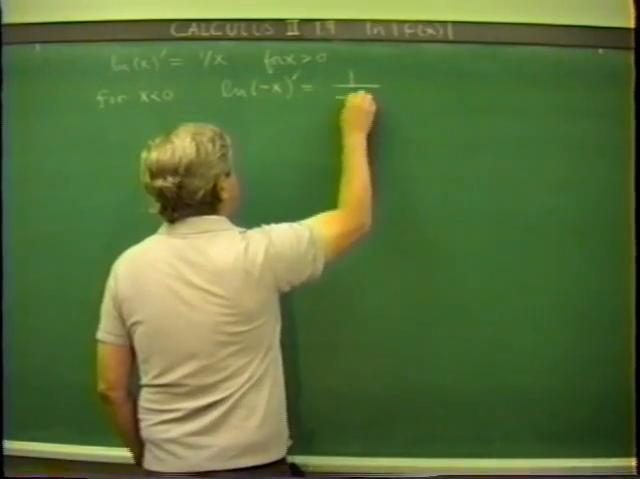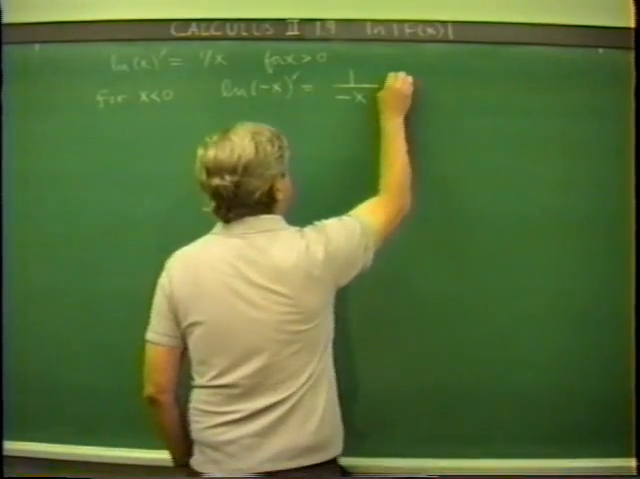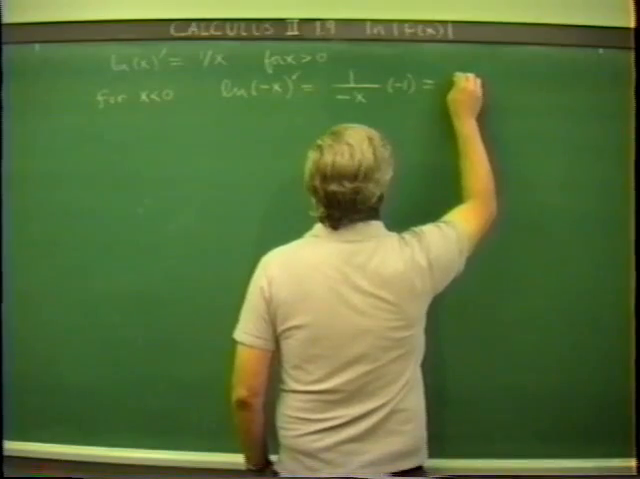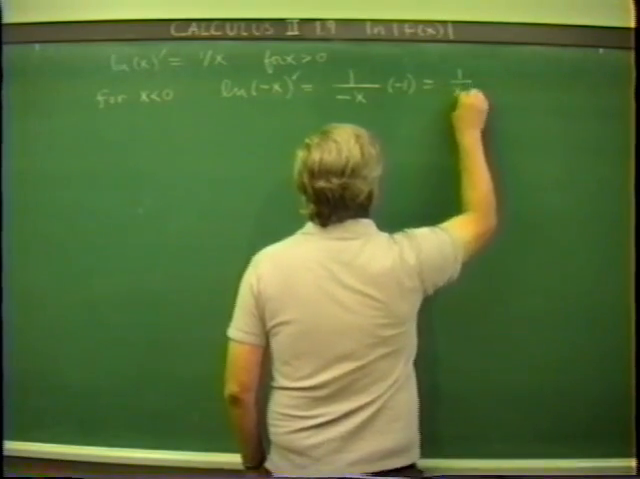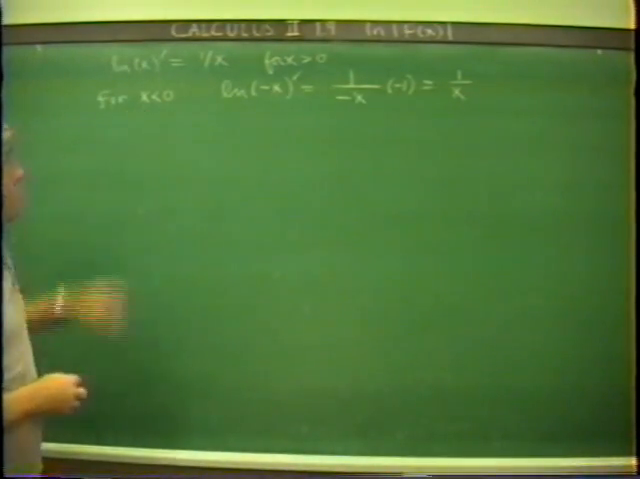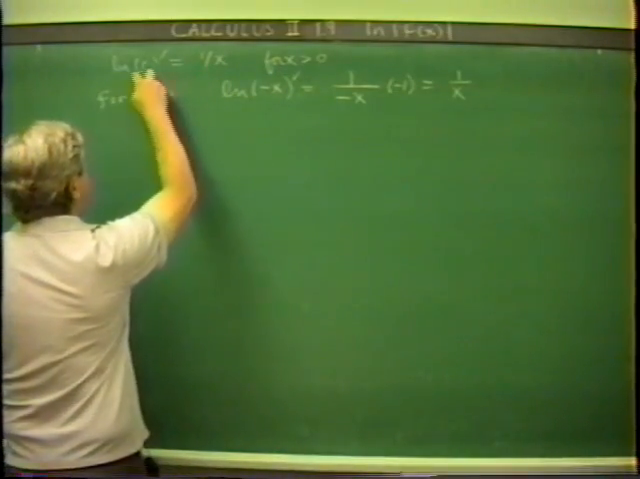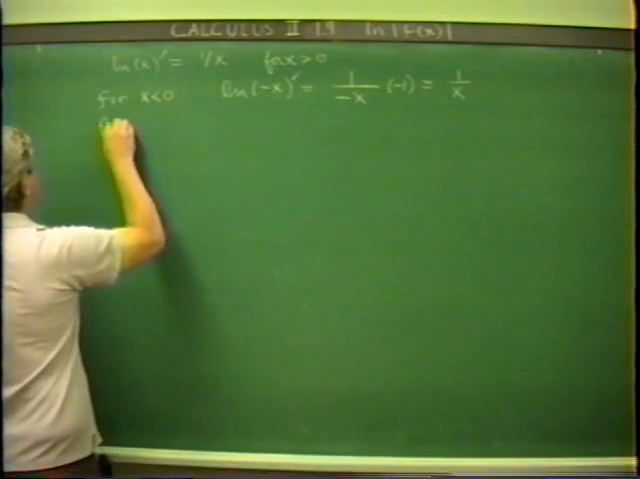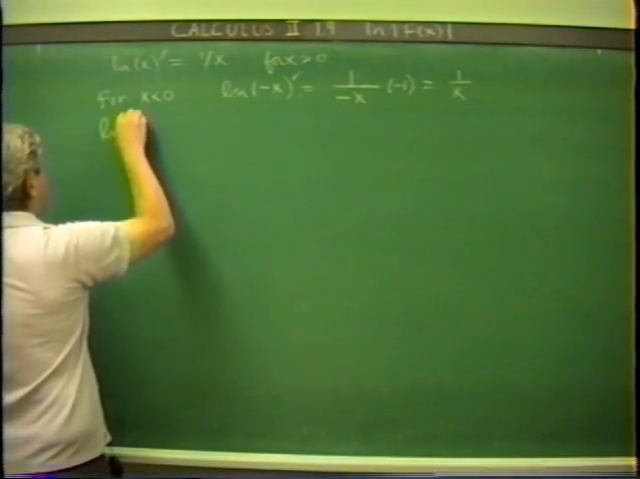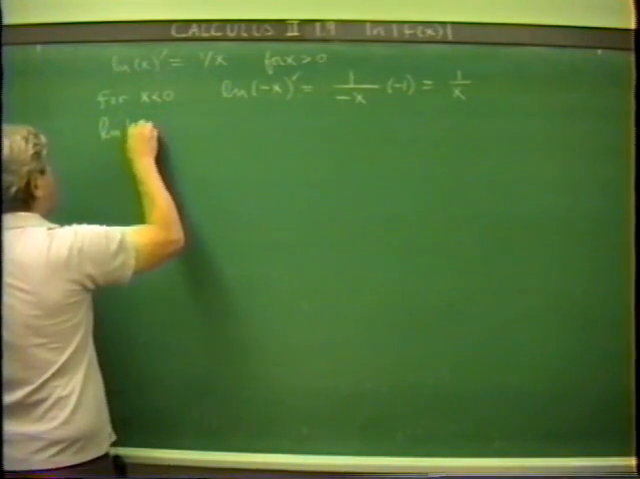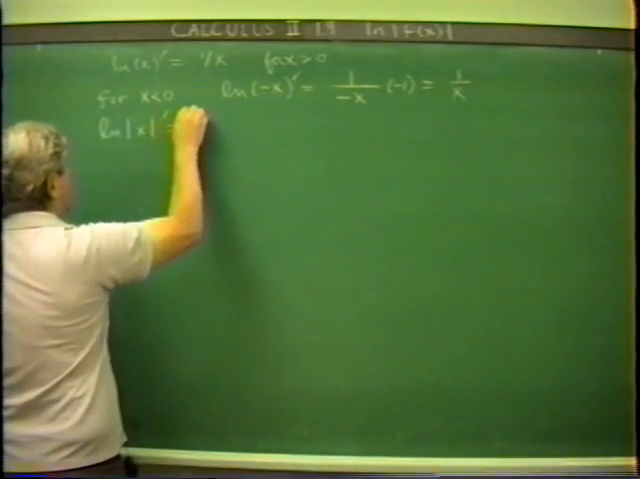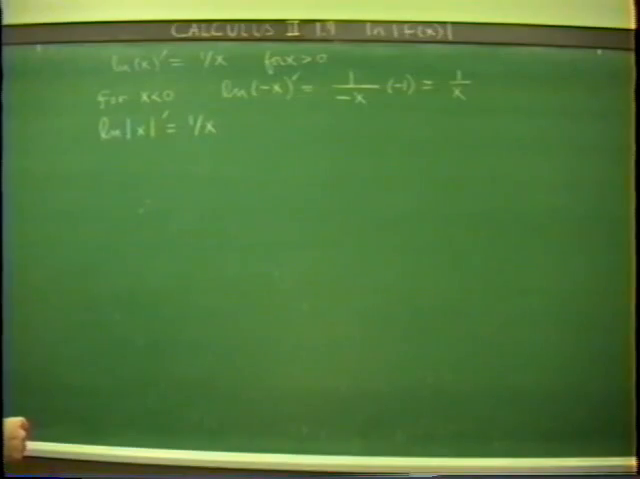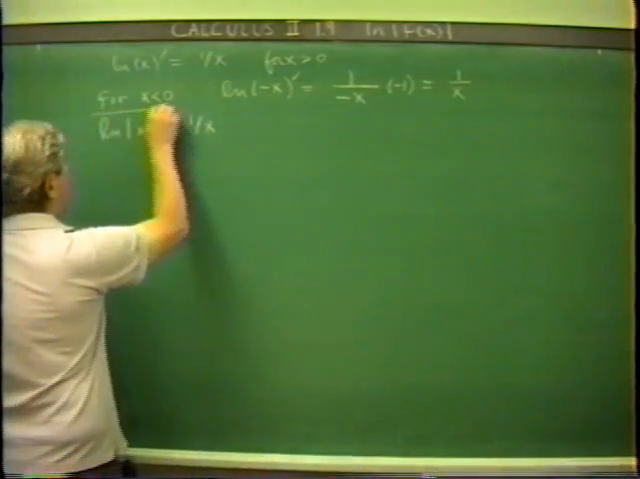Well, this is a composition. It's logarithm of minus x. So the derivative is going to be the derivative of logarithm, 1 over x, at minus x times the derivative of minus x. The derivative of logarithm of minus x is also 1 over x, now when x is less than 0. So we can put this fact together with the fact that the derivative is 1 over x when x is greater than 0, and note that the derivative of the logarithm of absolute x is 1 over x.